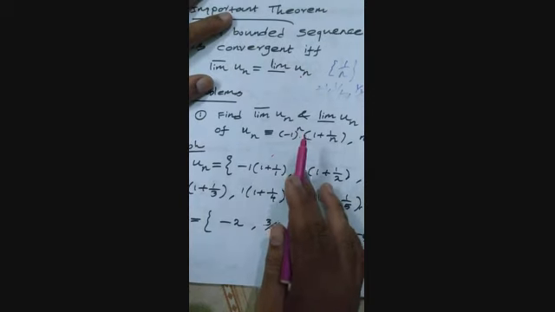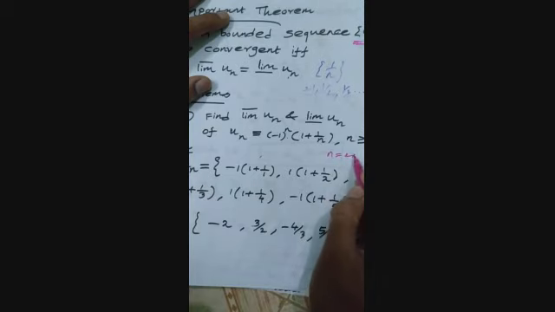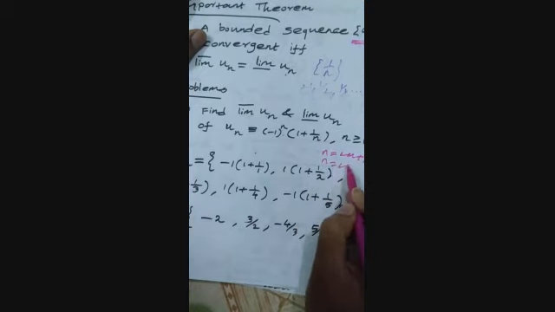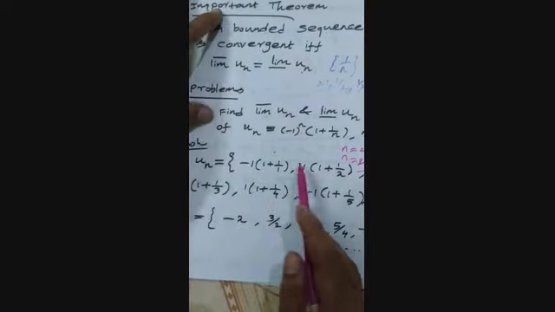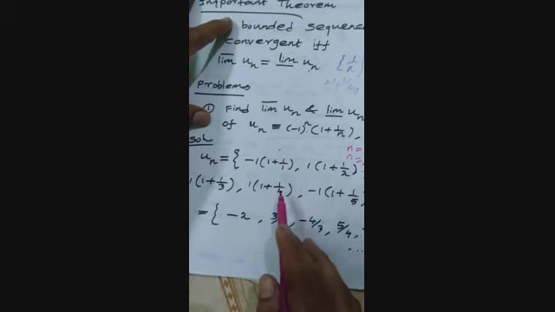See here, suppose n is 1, 3, 5, that is odd, that is 2m plus 1. I take n equal to 2m plus 1, so odd. Suppose n equal to 2m, we are getting only the even. So you have to take two subsequences. We get the limit supremum and the infimum. After simplifying, we are getting minus 2, 3 by 2, minus 4 by 3, then 5 by 4, minus 6 by 5, and so on.